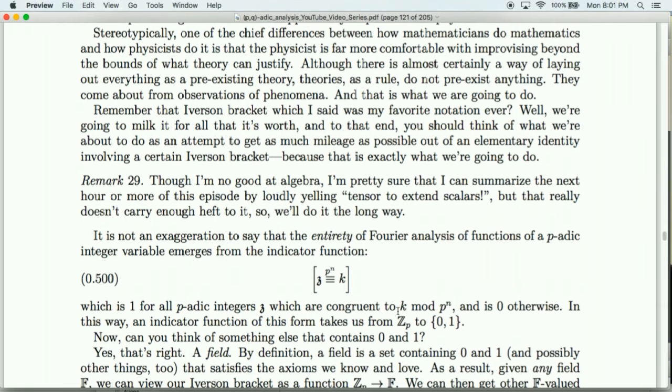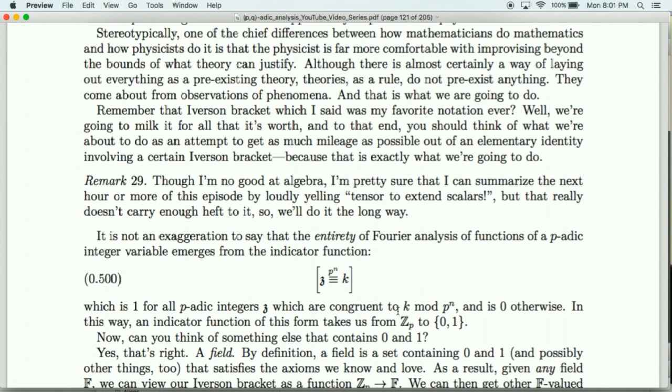So again, it's not an exaggeration that the entirety of Fourier analysis of functions of a p-adic integer variable emerges from our indicator function for the set of z congruent to k mod p to the n. So in this way, we can think of this function as something that accepts an input in the p-adics and produces an output in the set {0, 1}. Now, can you think of anything else which contains 0 and 1?